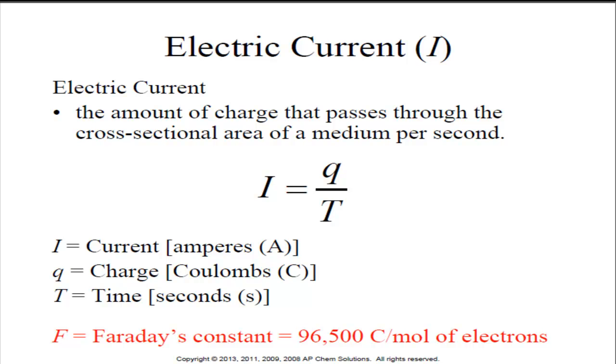So the electric current is the amount of charge that passes through the area in 1 second. So we use an I for current, and that is measured in amperes. We use Q for charge, which is coulombs, and then of course time is our t in seconds. Now Faraday's constant is 96,500 coulombs per mole of electrons. On your reference materials, they give you something like 96,400 and something, but we round it to 96,500 just to make our math a little easier here.